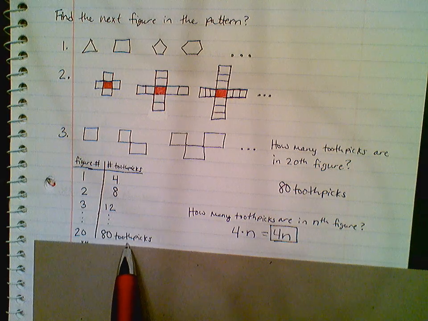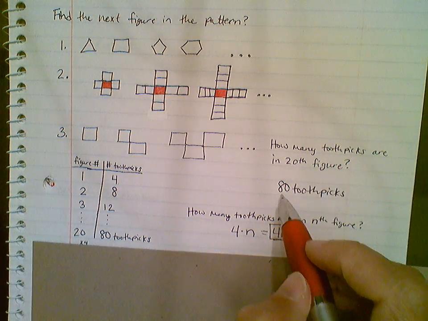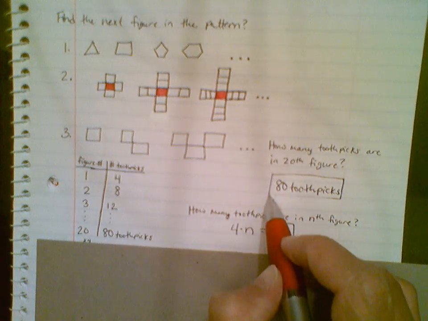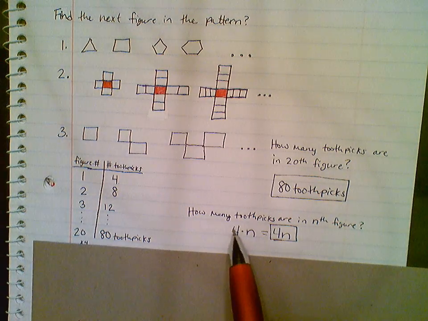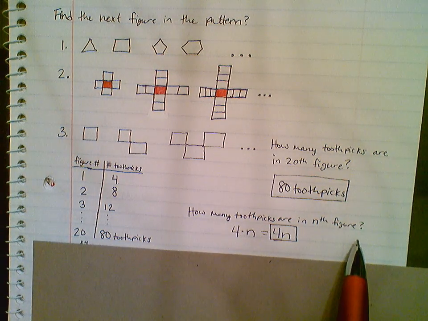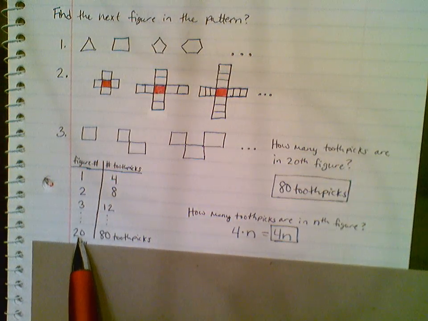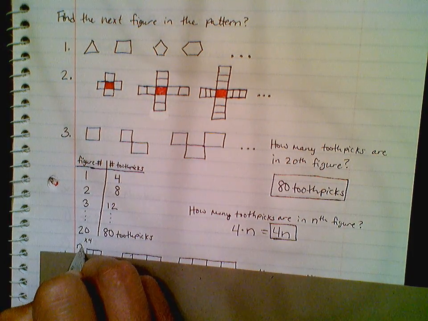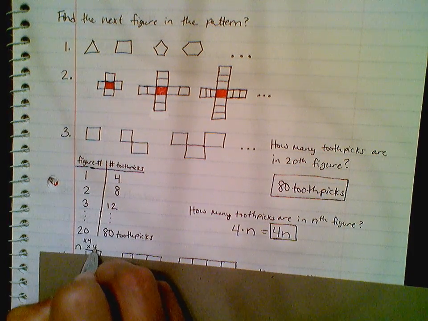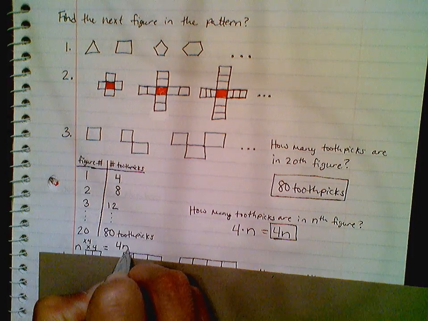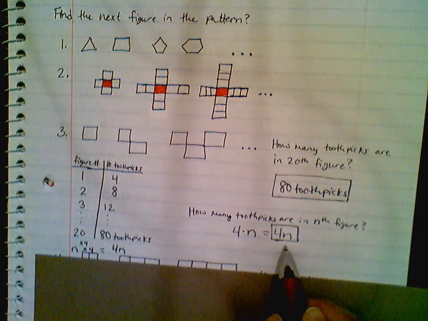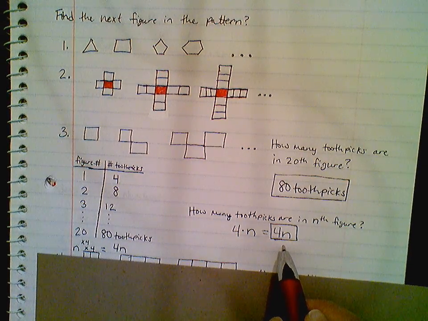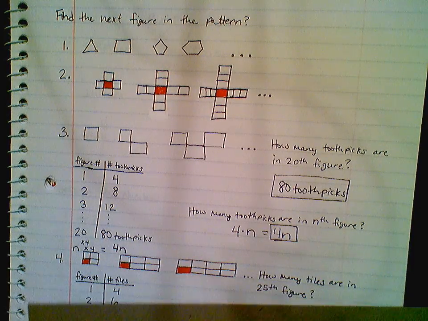to get 80 toothpicks. Now, the second part to the question is asking us how many toothpicks are in the nth figure. Well, since my pattern is multiplying the figure number by 4, if I just generalize this now and put it in here, multiply it by 4, then I'm going to get 4n, which is then my answer, 4n. So let's try this last problem.